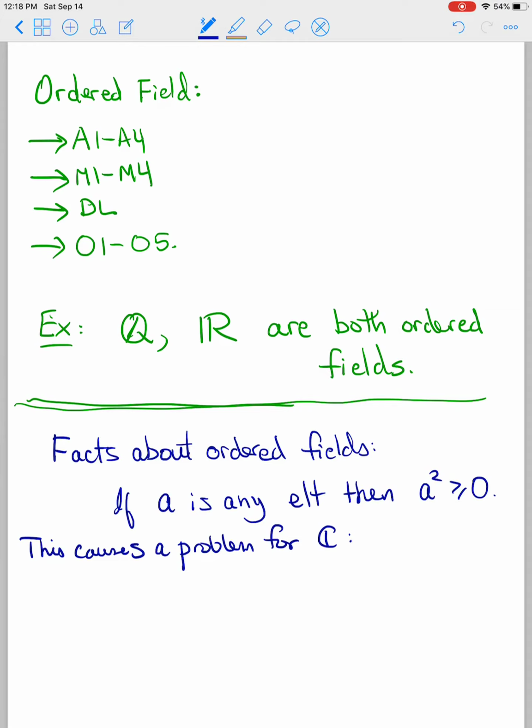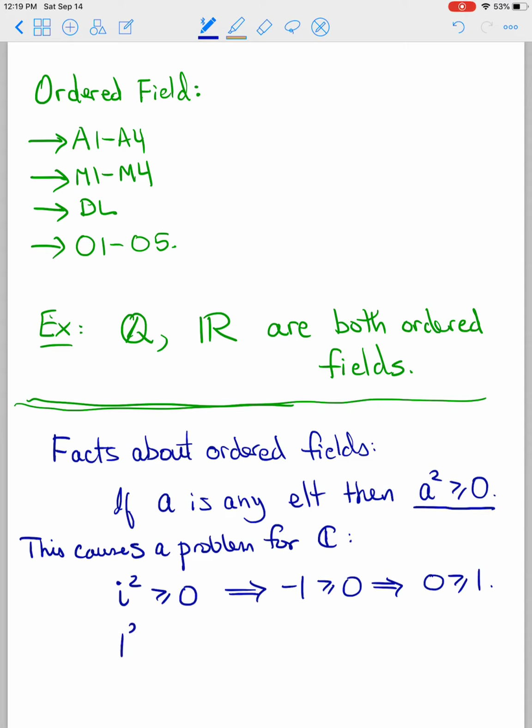So the reason is that if the complex numbers were an ordered field, then since the square of any element has to be non-negative, that would mean that i squared has to be greater than or equal to 0. And of course, what is i squared? Well, it's negative 1. Okay, so that means that negative 1 has to be greater than or equal to 0, which of course means that 1 is going to be less than or equal to 0.